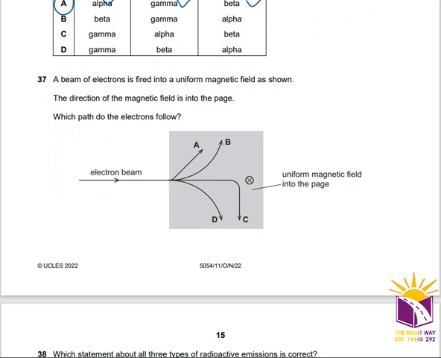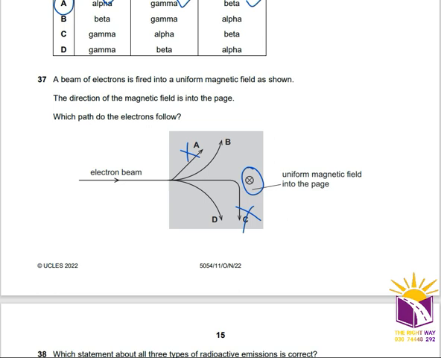Question number 37. A beam of electrons is fired into a uniform magnetic field as shown. The direction of the magnetic field is into the page. Which path does the electron follow? It is not going to follow A or C, because it is a curved path. It could be B, it could be D.